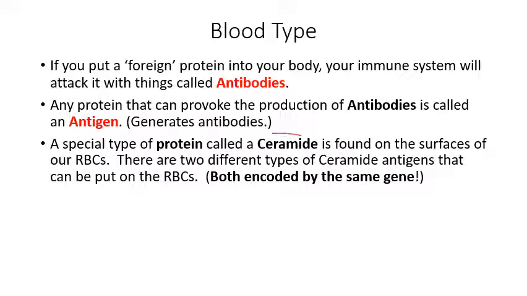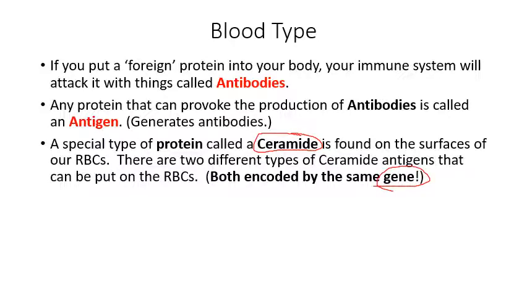Okay, now there is in fact a special type of protein that you find on the surface of a red blood cell that's called a ceramide. We're not actually going to discuss what ceramides are in this course, but it's a slightly unusual type of protein that is found on the surface of red blood cells. And there are two different types of this ceramide antigen, and they are both encoded by the same gene.